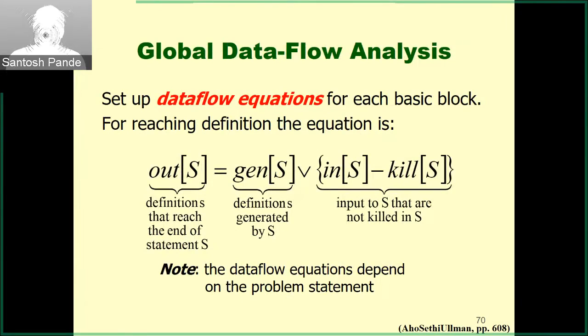Okay, so here are the sets I've been talking about constantly. Gen is the downward exposed set in a given basic block. In is the one which is coming into the basic block. Kill is the one which is killed through the basic block, and out is the set of definitions at the end of this basic block.